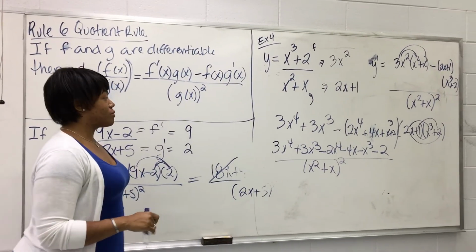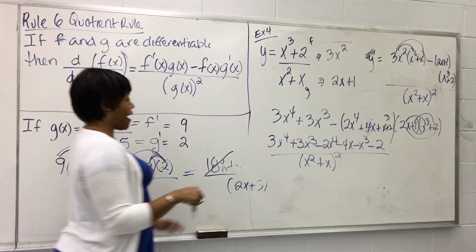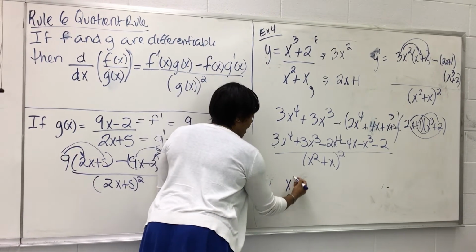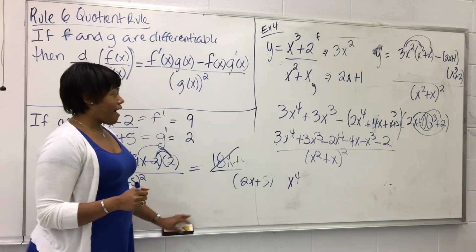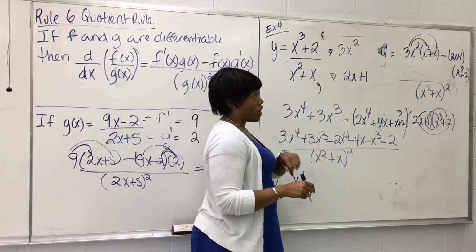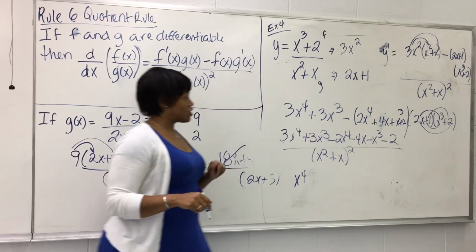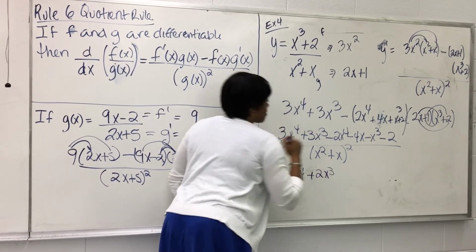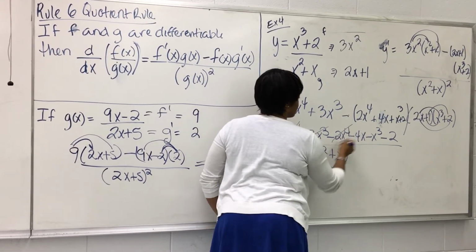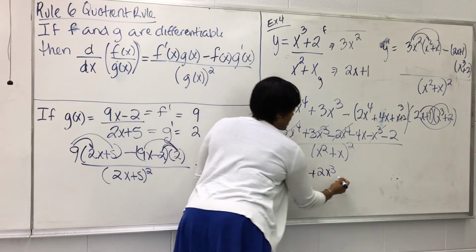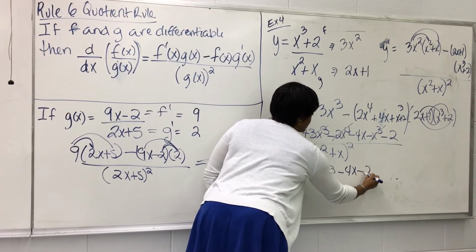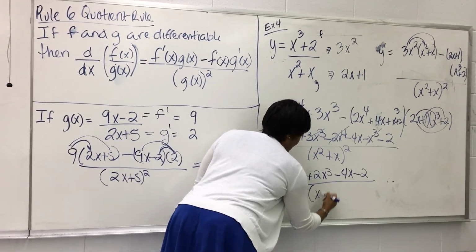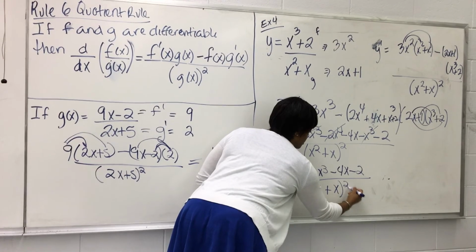Then you see what you can combine together. I have a 3x to the 4th and a minus 2x to the 4th, so that just gives me x to the 4th. I have a 3x cubed and a negative x cubed, so that would give me a plus 2x cubed. Then last but not least, I have two more: minus 4x and then minus 2, because there are no other terms. So this is all over x squared plus x, squared.